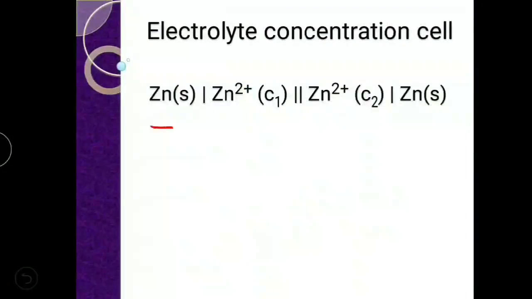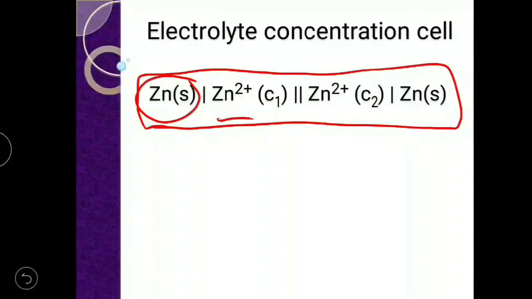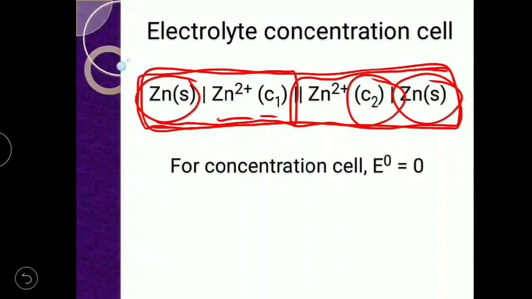Let us take a zinc electrolyte concentration cell, in which both the half cells are made up of zinc. A zinc electrode is dipped in a solution of Zn+2 ions with concentration C1, and a zinc electrode is dipped in a solution of Zn+2 ions with concentration C2. Zn+2 with concentration C1 acts as anode, and Zn+2 with concentration C2 acts as cathode. And in a concentration cell, as both the electrodes are made up of the same material, the E0 value of the cell is 0.